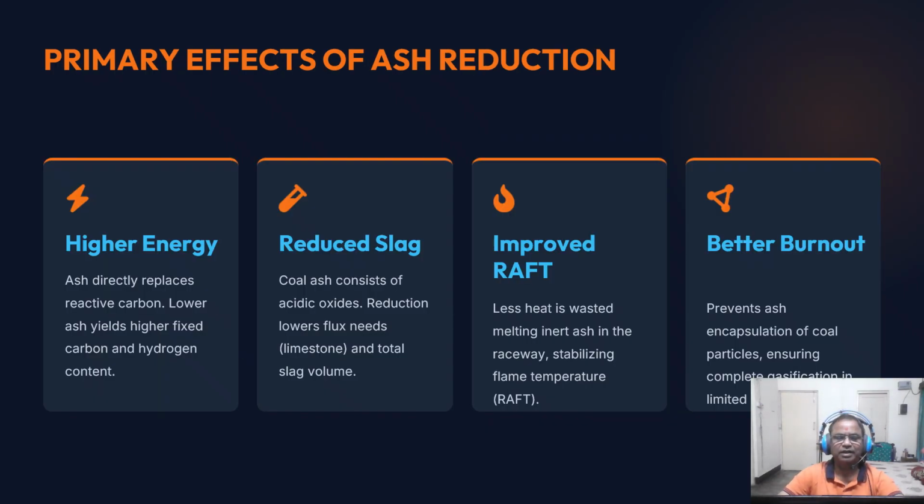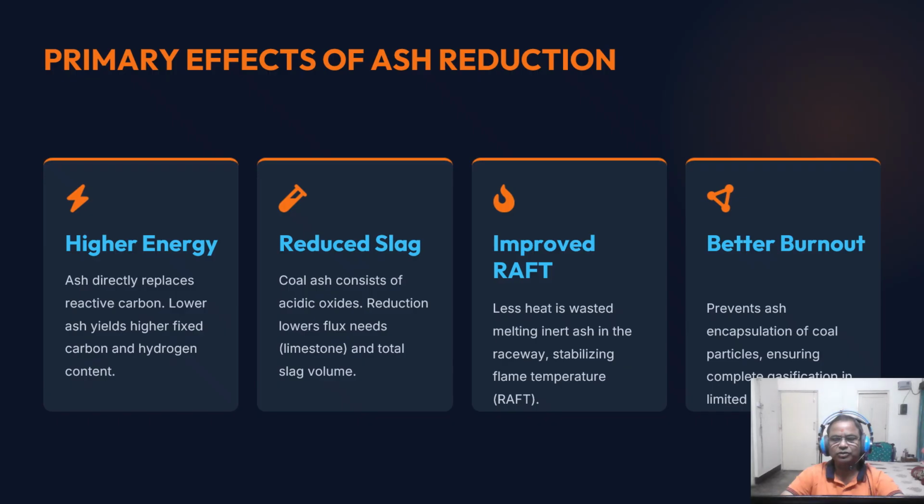So as we can see, the primary effect of ash reduction. When we talk about reducing ash, we are talking about four pillars of furnace health. That is the higher energy, reduced slag, improved crate, and better burnout. So these need only a revision, and I think each one of us is well aware about all these. A short revision, and to many of the colleagues who have requested from the institution to talk about these, I'm just focusing some light on all those fundamentals.